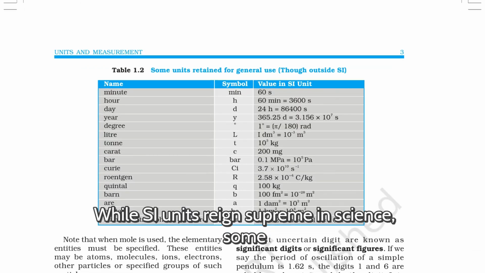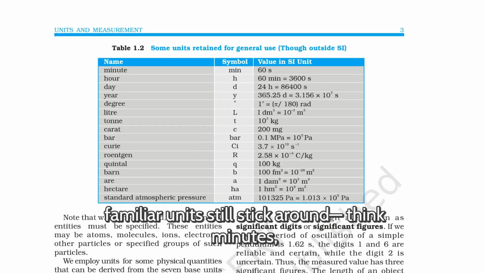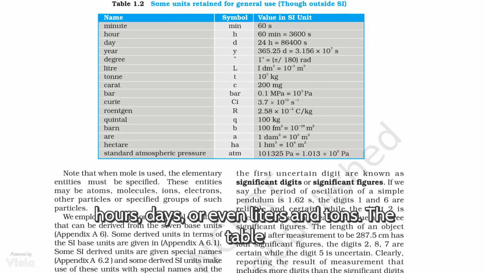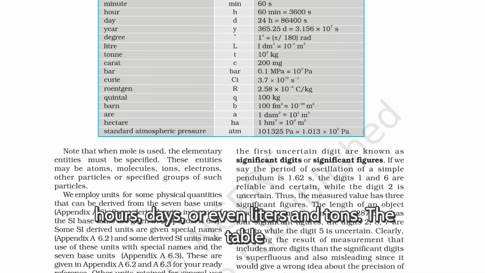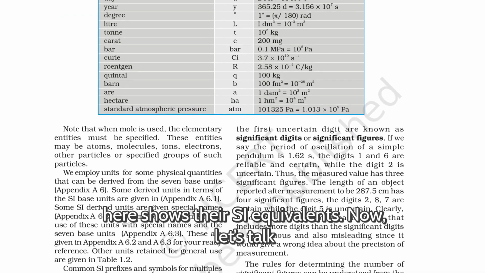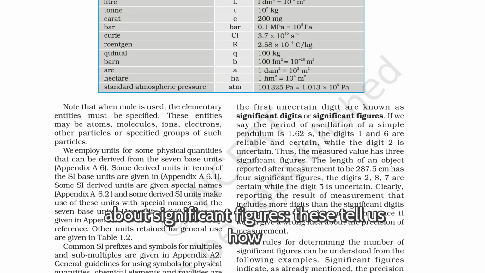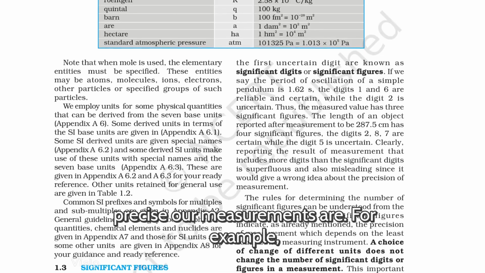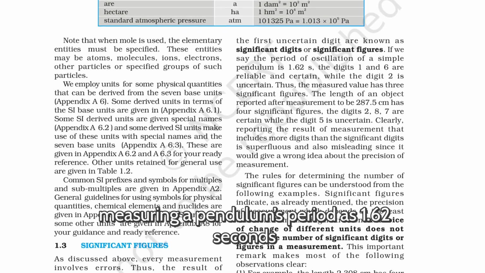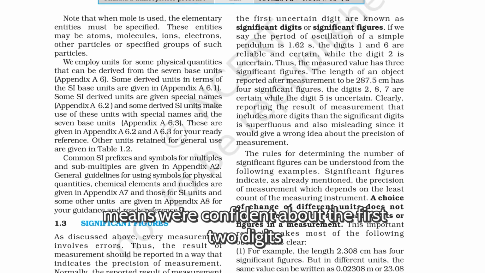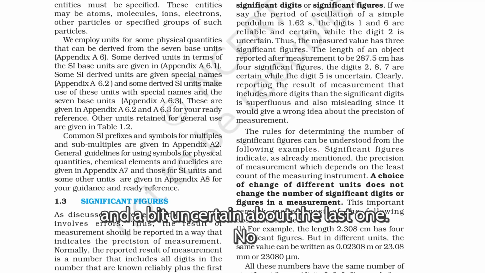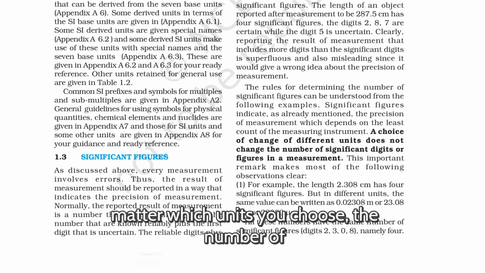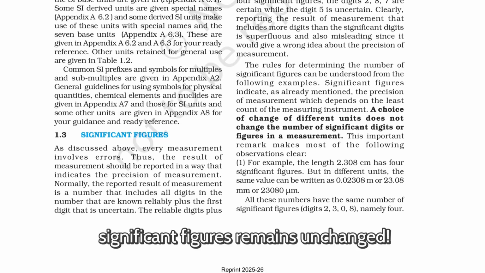While SI units reign supreme in science, some familiar units still stick around. Think minutes, hours, days, or even liters and tons. The table here shows their SI equivalents. Now, let's talk about significant figures. These tell us how precise our measurements are. For example, measuring a pendulum's period as 1.62 seconds means we're confident about the first 2 digits and a bit uncertain about the last one. No matter which units you choose, the number of significant figures remains unchanged.